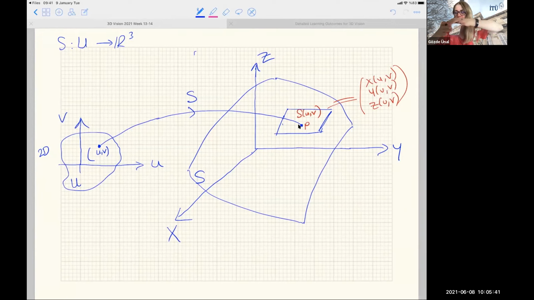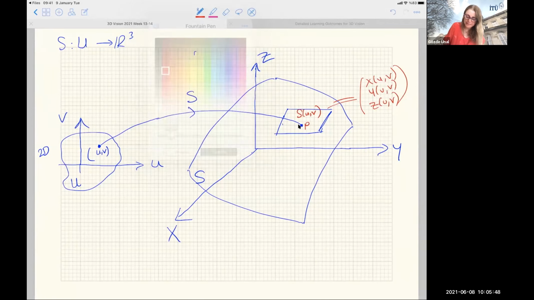At that point, it's tangent to the surface. And how is it defined or parameterized? By these two. So let's make this P, the middle point P. Let's say S_u, this is on the plane, by the way, and S_v.